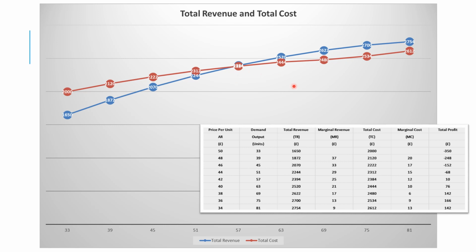So if we have a look quickly at this, can we spot where the profit maximizing level of output is? Well, it's a little bit tricky, but it's basically where the gap between the blue line and the red line is the greatest. Down here in this table, I know it's at an output of 75 and a price of 36. We have 166 of profit, which is the largest level of profit this business can make. That is this gap here between 2,700 and 2,534. But you can't see it that easily from this diagram.